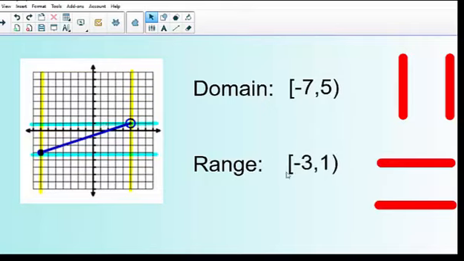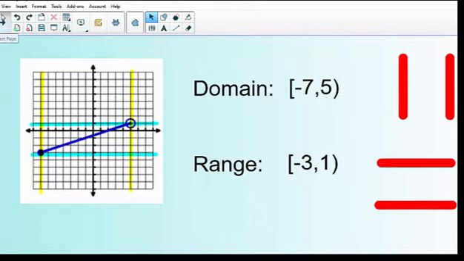So you should have gotten your answer to look like this. -3 has a bracket. We put a bracket because if I go back to the -3 as my y value, it's a closed circle. I know closed circles go with brackets. For my +1, it's an open circle, so that's going to be a parentheses. So we have determined the domain and the range of this function.